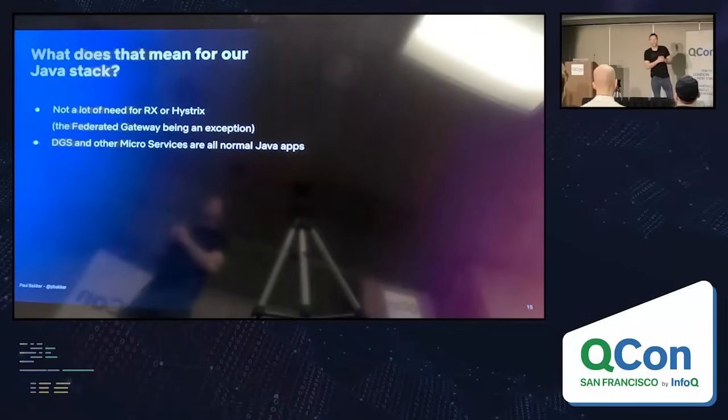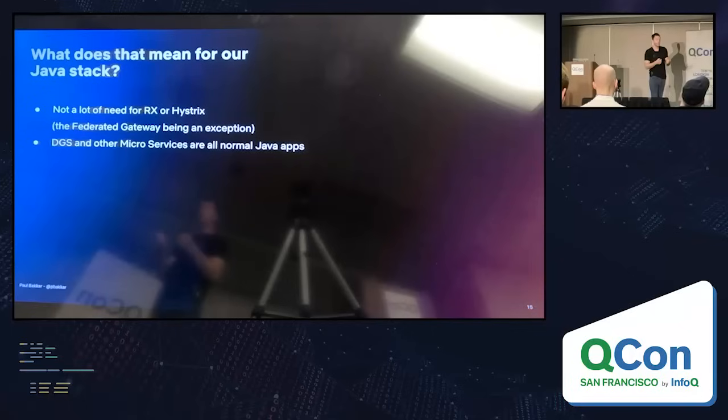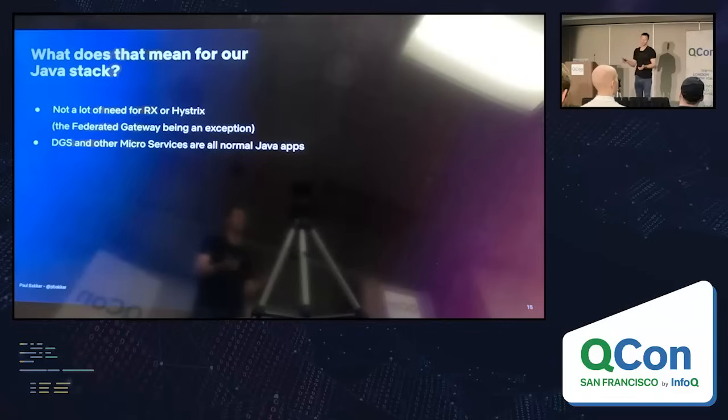Now we get into how that changes our Java stack. Well, there's really no place anymore where we need Rx or Hystrix or such things, because previously we needed this because we needed specific code to call out, okay, I want to call this microservice and then this microservice and at the same time this other microservice. We needed an API for that. We don't need it anymore because that's now taken care of by the GraphQL Federation specification.